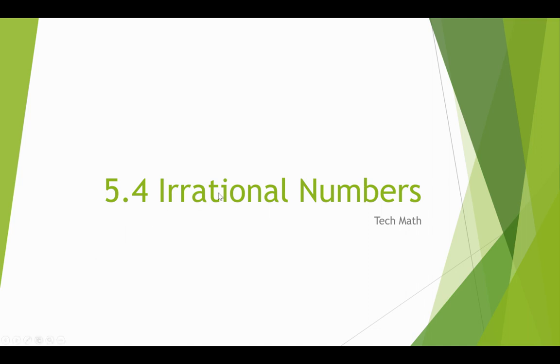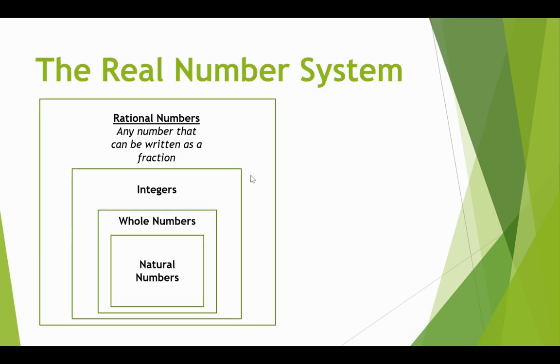Morning class. Today's lesson 5.4 is on irrational numbers. We've talked about a bunch of different numbers already. We're looking at irrational numbers next. So far, we've talked about our natural numbers. These are the counting numbers, 1, 2, 3, 4, 5, etc.